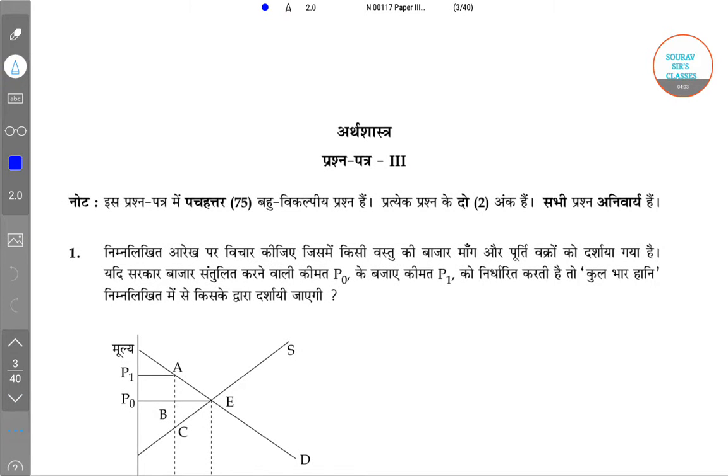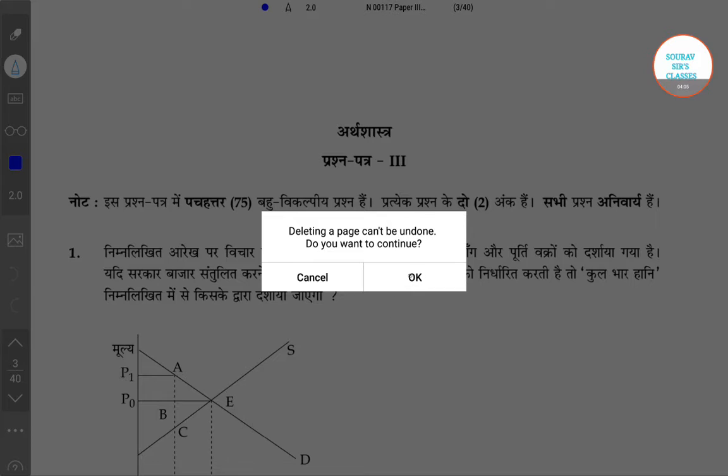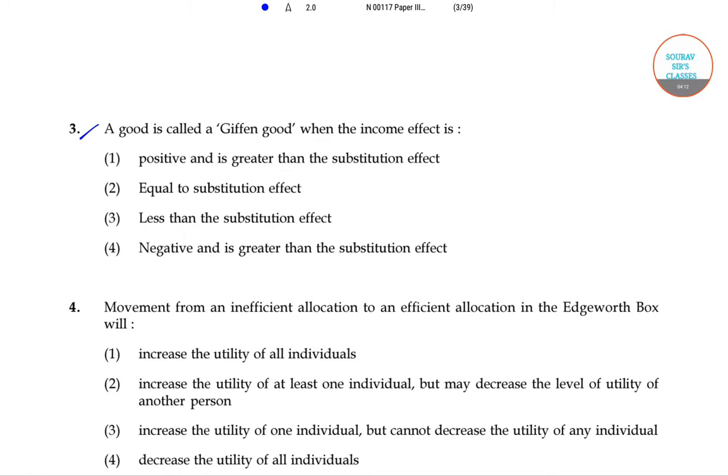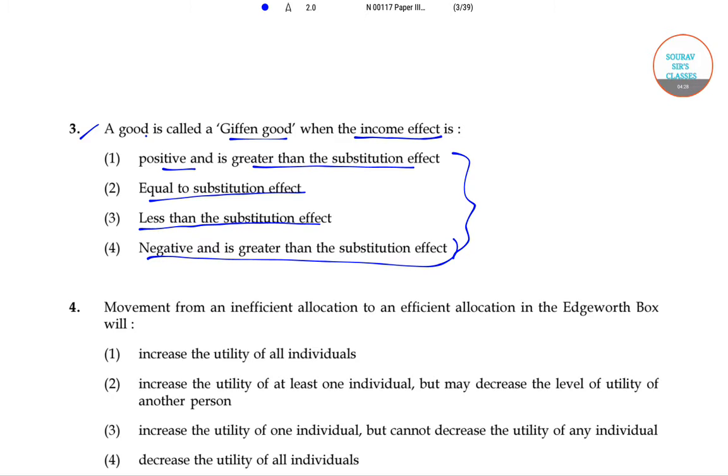As you know, in today's video we are only focusing on the microeconomics parts. So I'll go to question number 3. It says a good is called a Giffen good when the income effect is, four options are given: positive and greater than substitution effect, equal to substitution effect, less than substitution effect, negative and greater than substitution effect.